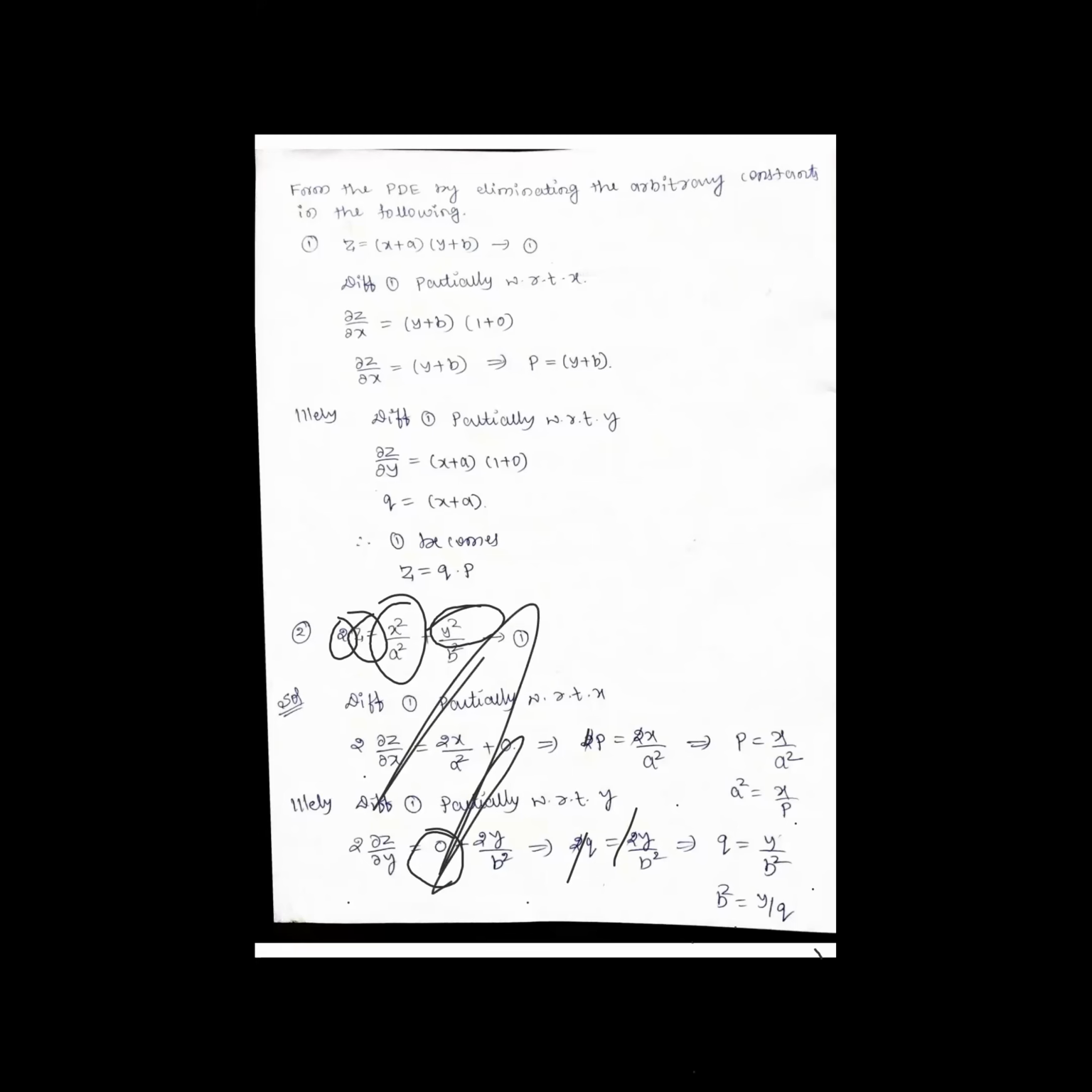So what I will do is, in equation number 1, what I don't want, I have to eliminate the constants. I don't want a square, I don't want b square. So the value of a square is x by p, the value of b square is y by q. So this value I'll substitute here, this value I'll substitute here. So in the final answer, we get x square divided by x by p plus y square by y by q.